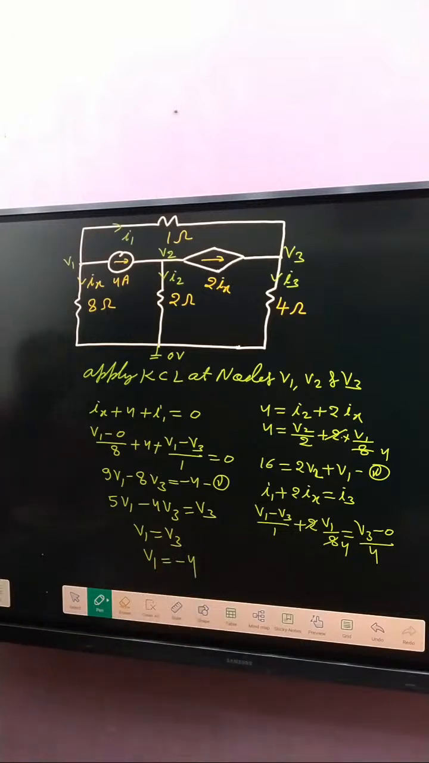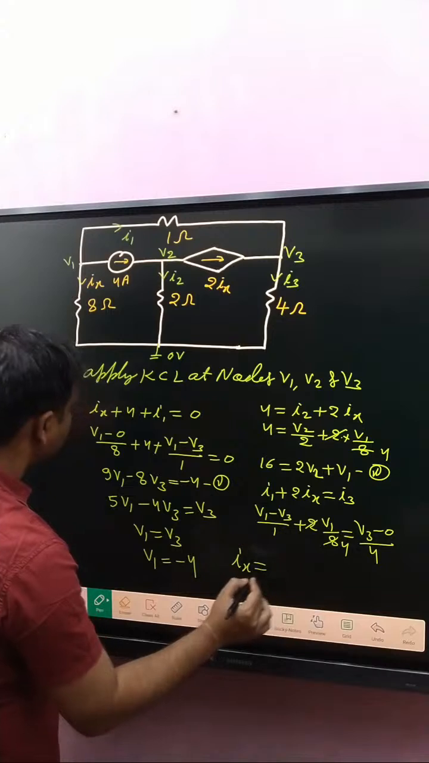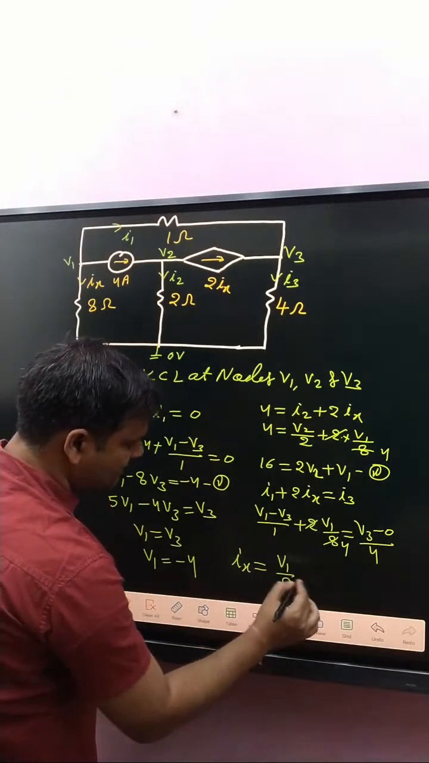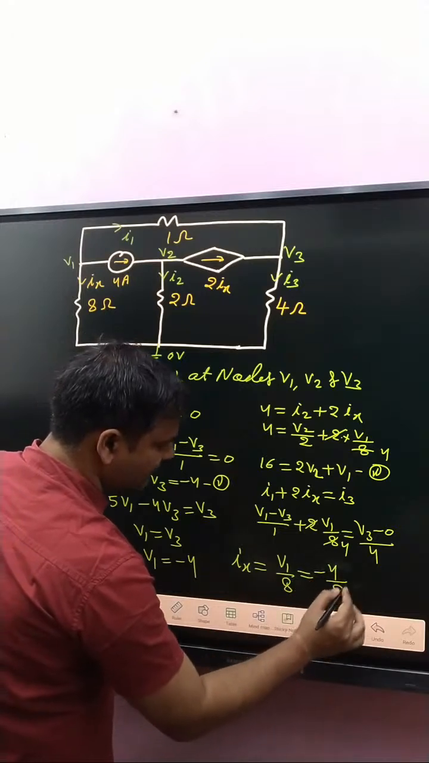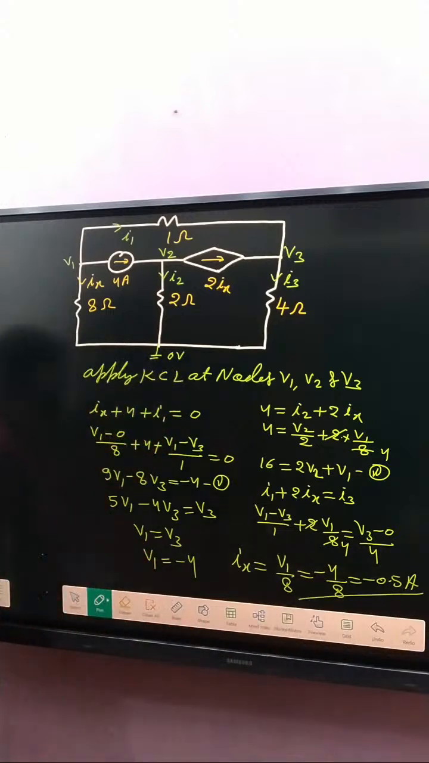Okay. And so V1 we got is minus 4. So what about Ix? Ix is V1 by 8. V1 by 8 means minus 4 divided by 8, that is minus 0.5 ampere. Is that the right answer? Make it.